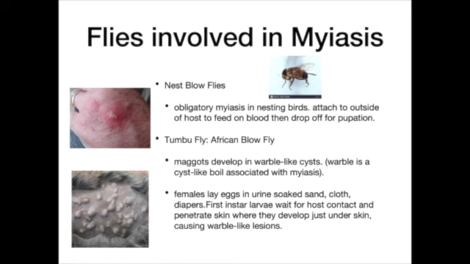And the females will lay eggs. They'll do this in sand that has been soaked in urine, cloth diapers. They're attracted to urine. The first instar larvae will wait for the host to contact it, and then they'll start penetrating into the skin. When they get just under the skin is where they develop this kind of warble-like bump.